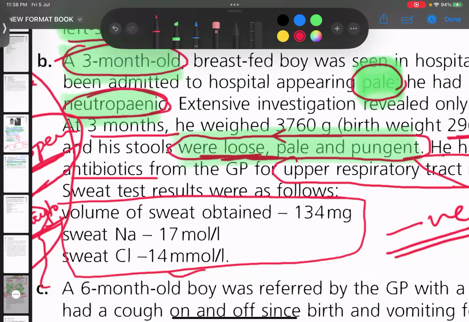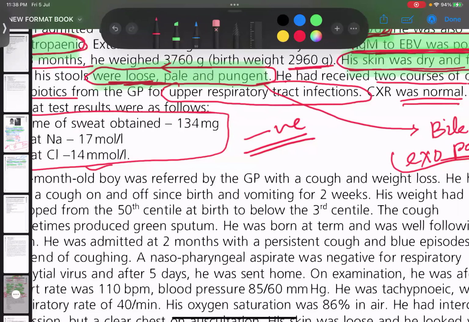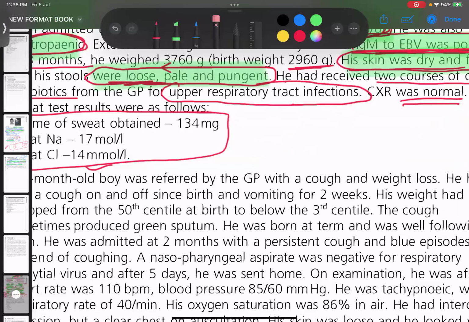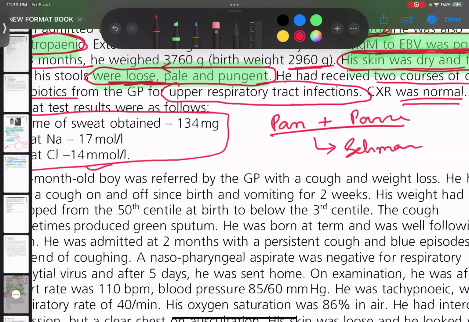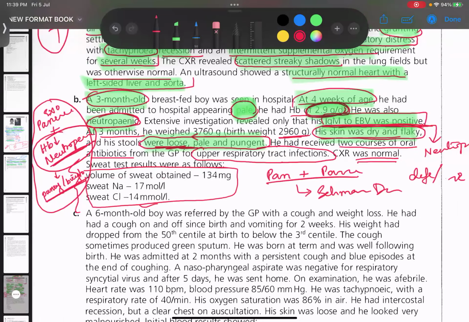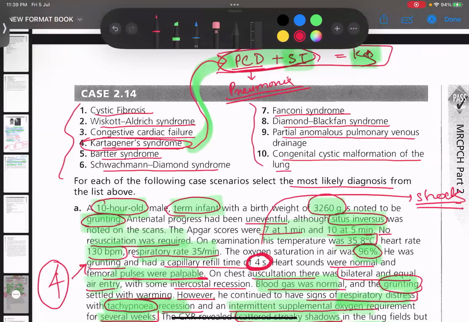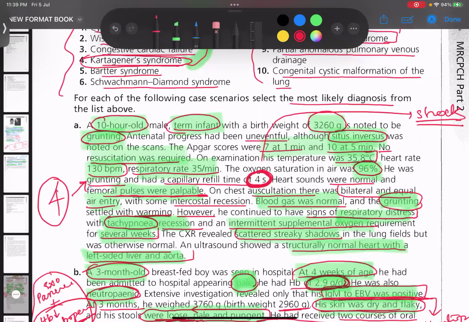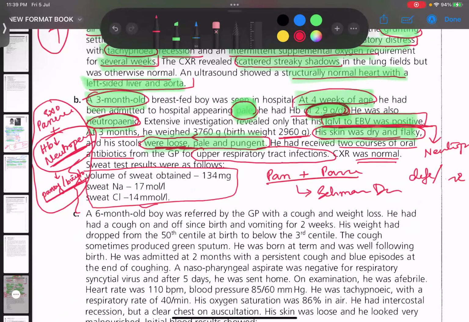And what did we study in class? Two things. PP, pancytopenia plus pancreatic insufficiency equals to, oh my God, guys, Shwachman-Diamond syndrome. Usually this one, Diamond-Blackfan syndrome. What are the features of that? Why are we not considering Diamond-Blackfan syndrome?